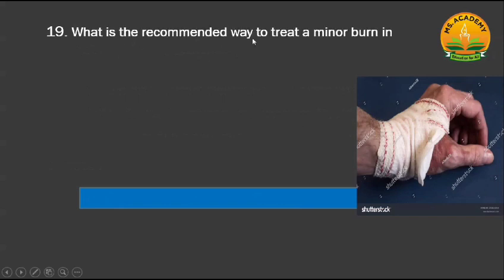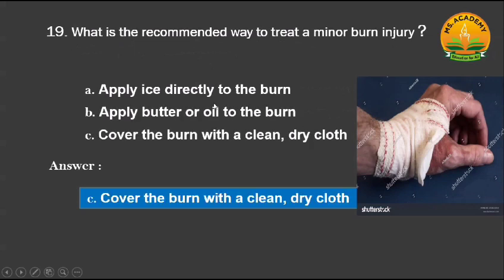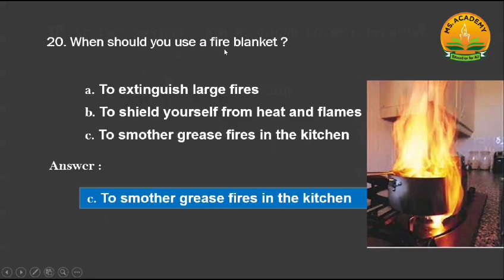What is the recommended way to treat a minor burn injury? Correct option is C, cover the burn with a clean dry cloth. When should you use a fire blanket? Correct option is C, to smother a grease fire in the kitchen.